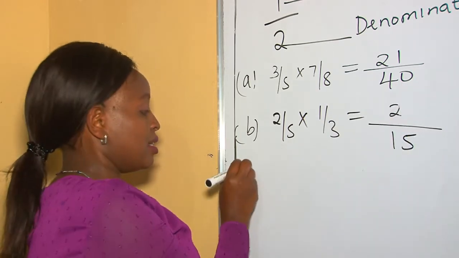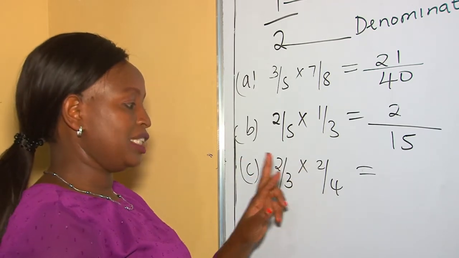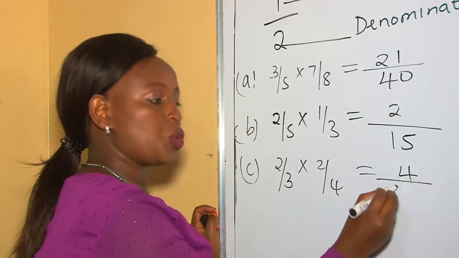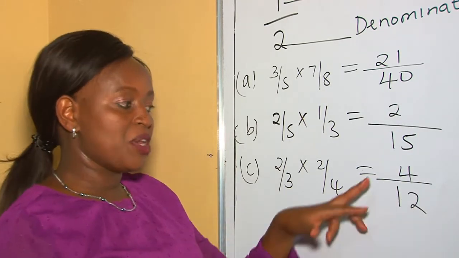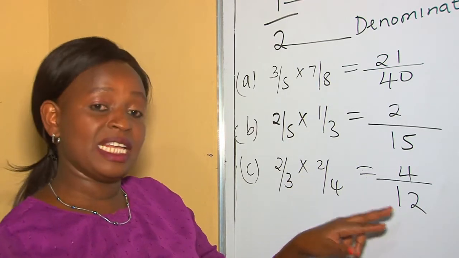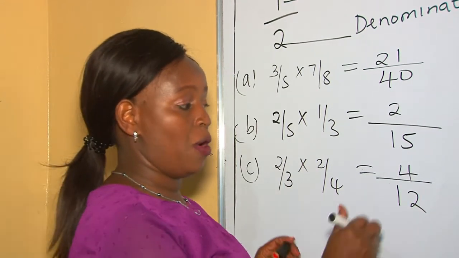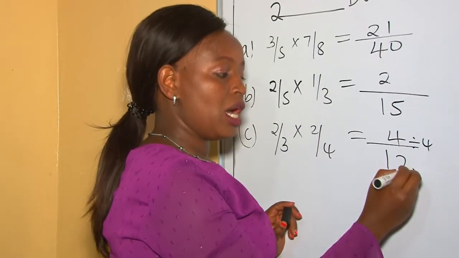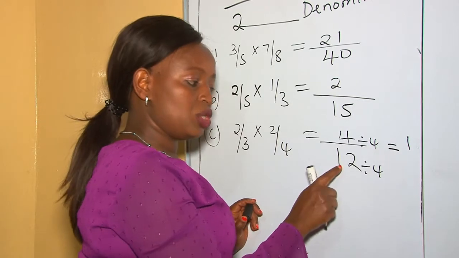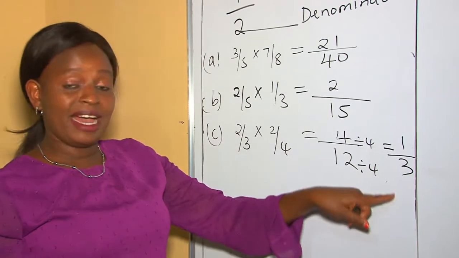Let's do our third example. Our numerators here are 2 and 2. So 2 times 2 is 4, and 3 times 3 is 12. When I look at my numerator, it's an even number, and my denominator is an even number, so they have a common divisor, and the common divisor is 4. When I divide the numerator by 4, and the denominator by 4, I get 4 divided by 4 is 1, and 12 divided by 4 is 3. And my answer will be a third.